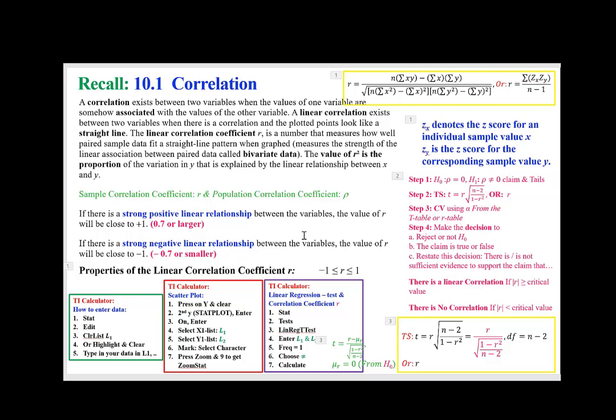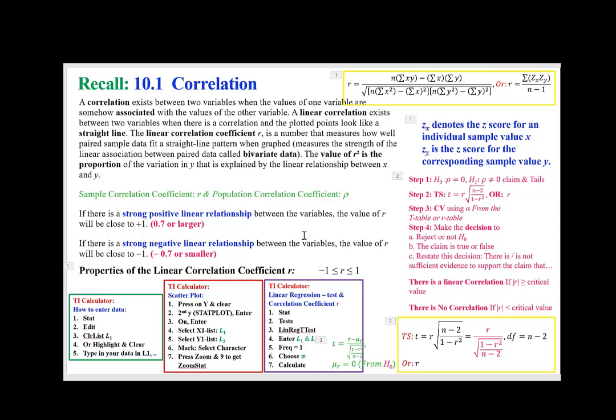line. The linear correlation coefficient R is a number that measures how well paired sample data fit a straight line pattern. When graphed, it measures the strength of the linear association between paired data, called bivariate data. The value of R squared is the proportion of the variation in Y that is explained by the linear relationship between the two variables. Example.